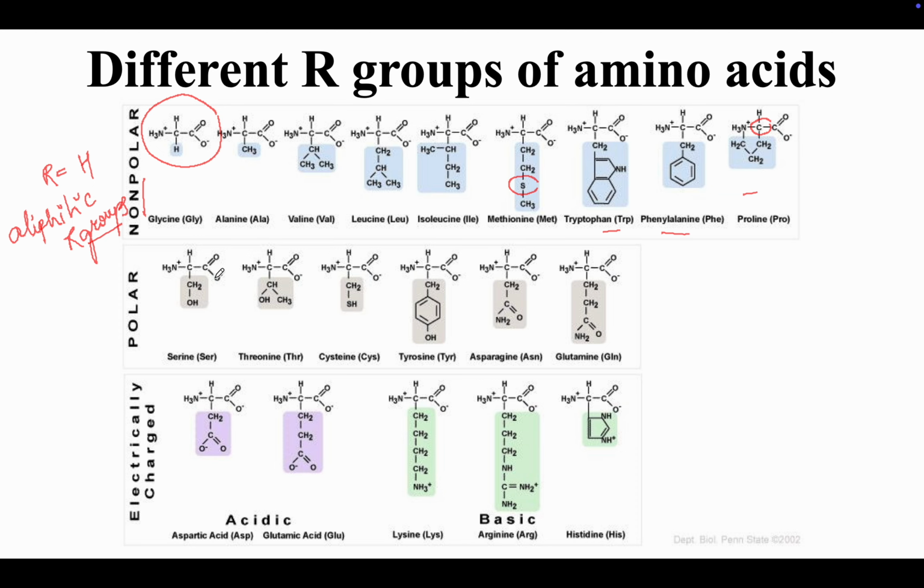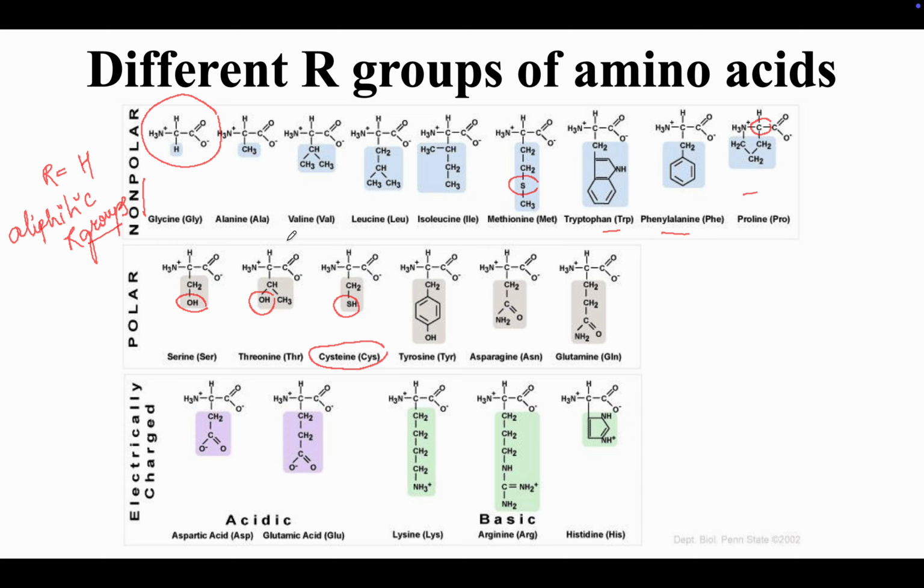Okay, and in polar amino acids we have serine, which has an alcohol group, OH group. Similarly, threonine also has a hydroxyl group here. And then we have cysteine. Cysteine is a very unique and very important amino acid. It has a sulfhydryl group, an SH group.